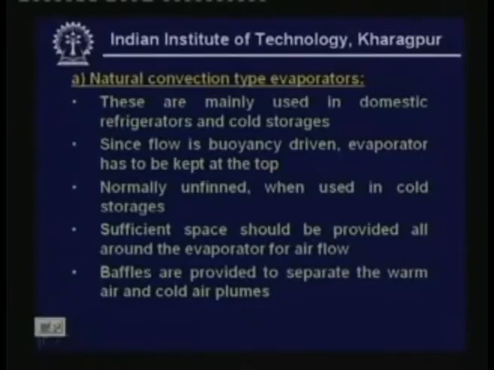So the delta T's are not normally very high, so the potential for the airflow is generally small. So if there is large resistance, then the airflow gets affected adversely. So if you want to have good airflow, you have to provide sufficient space all around the evaporator so that air can flow with minimum resistance. That's why you might have seen in the domestic refrigerator that they don't put the evaporator right at the top. That means there will be some space all around the evaporator so that air can flow all around the evaporator, and baffles are provided to separate the warm air and cold air plumes.